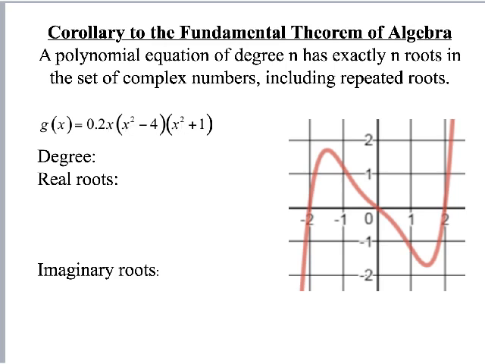Isn't that 1, 2, 3, 4, 5? If we go 1 plus 2 plus 2, isn't that a fifth degree? So for a fifth degree, but this only has 3, shouldn't there be 2 complex roots hiding in this, or a multiplicity? Now if we look at it, let's see what we get.